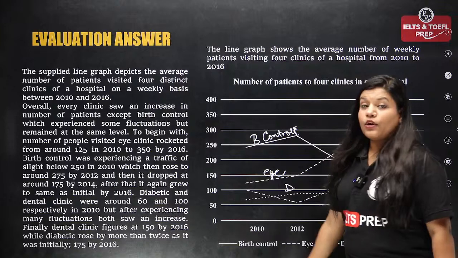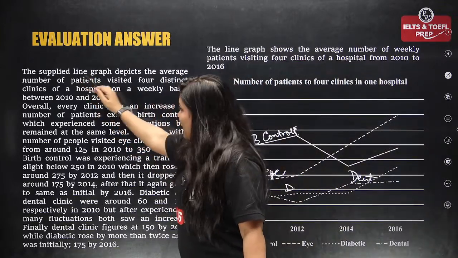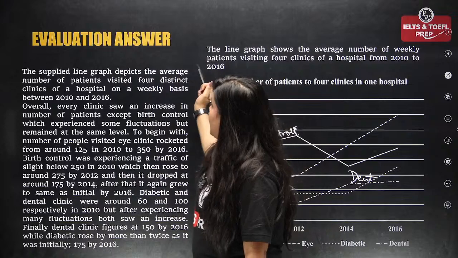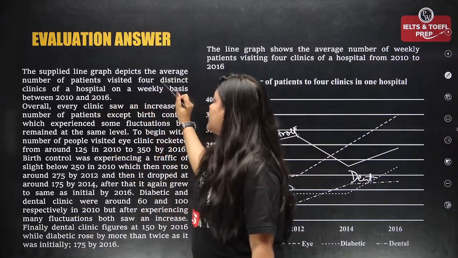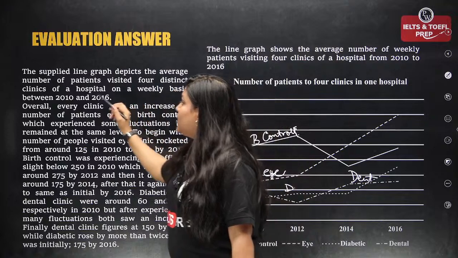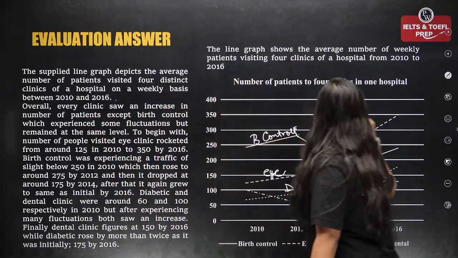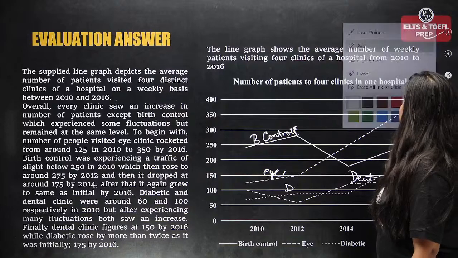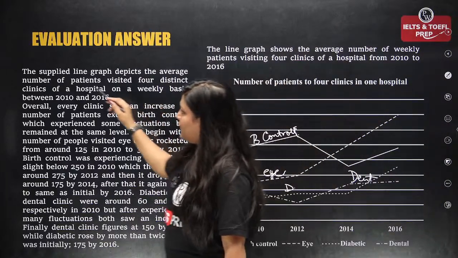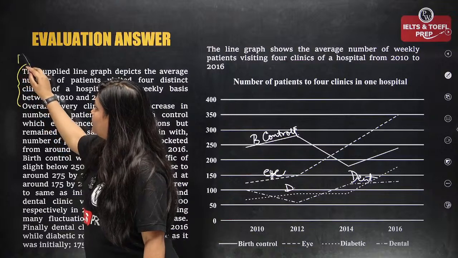Now, let's have a quick look at the answer that's been given. The supplied line graph depicts the average number of patients visited 4 distinct clinics of hospital on a weekly basis between 2010 and 2016. So what we can see from here to here is an intro.